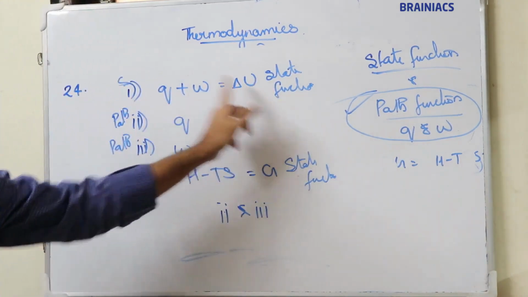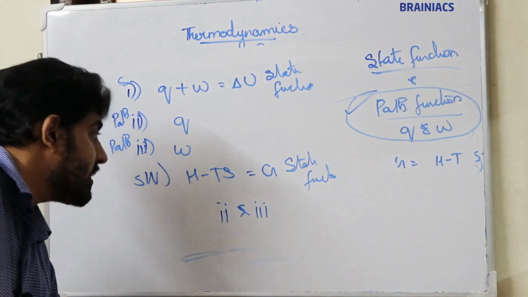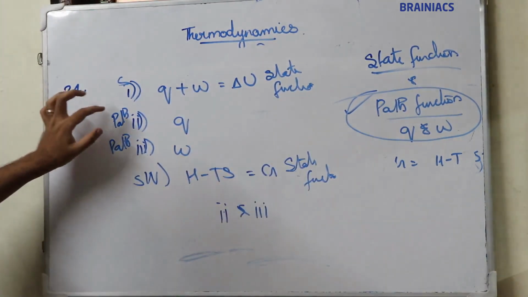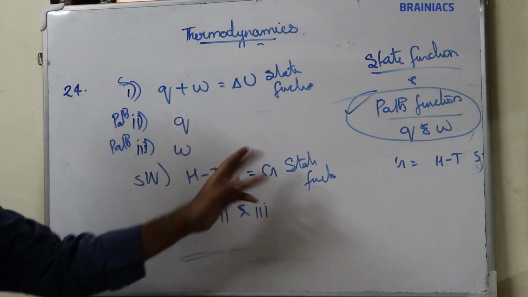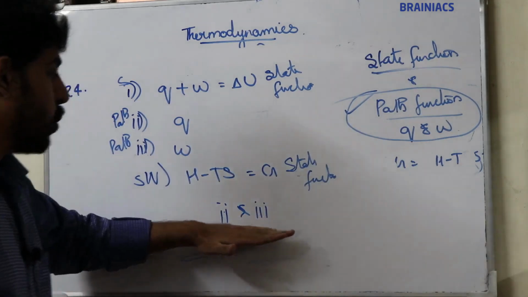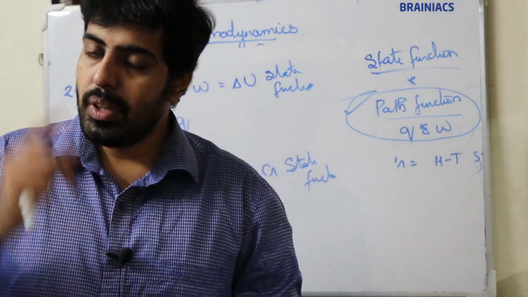This is delta U, Q plus W means delta U, a state function. And H minus TS is G, also a state function. And 1 and 2, these two are path functions. Q and W are path functions. So the answer is 2 and 3, answer option 1. I think it's clear. Moving on to the next question.